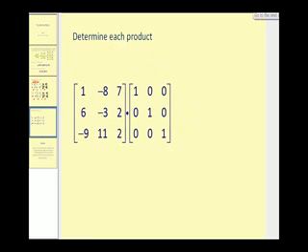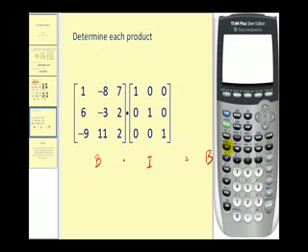And let's go ahead and try one more here. Again, this is the identity matrix. If we call this matrix B, we would expect the result to be matrix B. Let's go ahead and check this one on the calculator. Let's go ahead and press second matrix. Let's go over to edit, press enter. Let's call matrix A the identity matrix. So it's a 3 by 3. And we have 1, 0, 0, 0, 1, 0, 0, 0, and 1.